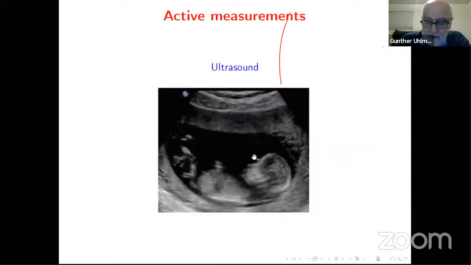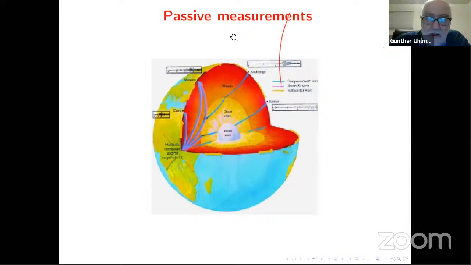Passive measurements are the other type of measurements, those produced naturally. For instance, an earthquake here, this is in Mongolia. These waves penetrate deeply through the earth, and from the information given, for instance the travel times of the waves, you try to find the inner structure. That's the only way we have to go through the center of the earth, realizing Julius Verne's dream.